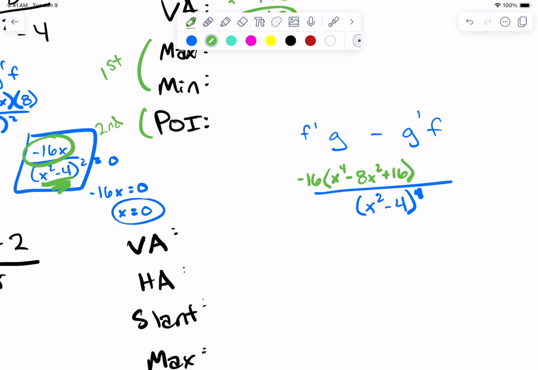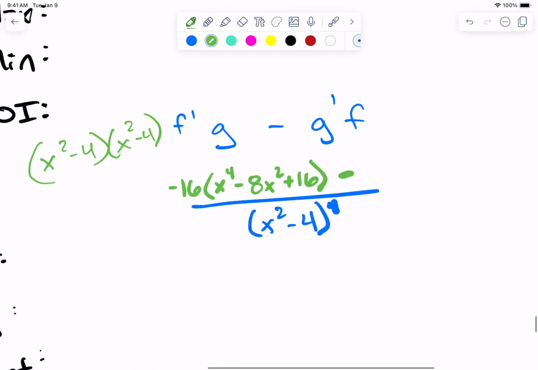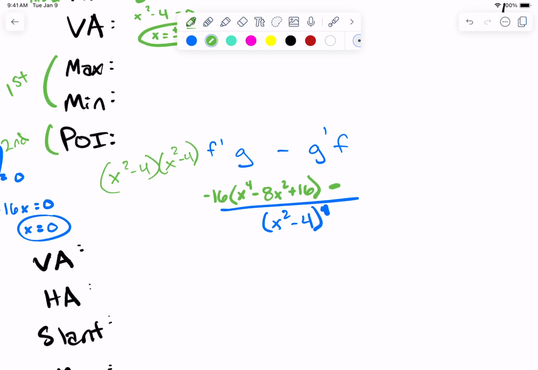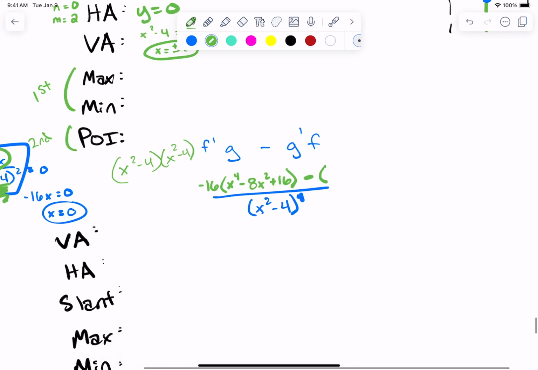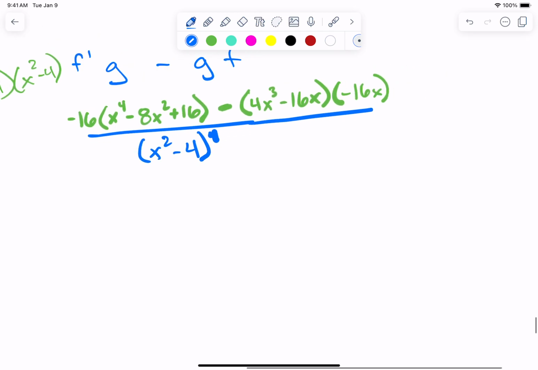x squared minus 4 squared is x squared minus 4 times x squared minus 4, and that's what it becomes. So now we can do g squared, and we don't have to do the chain rule, we can just do the power rule, right? So what's the derivative of g, if that's what g is? 4x cubed minus 16x, and that's it, times f, which is negative 16x. There's my second derivative.